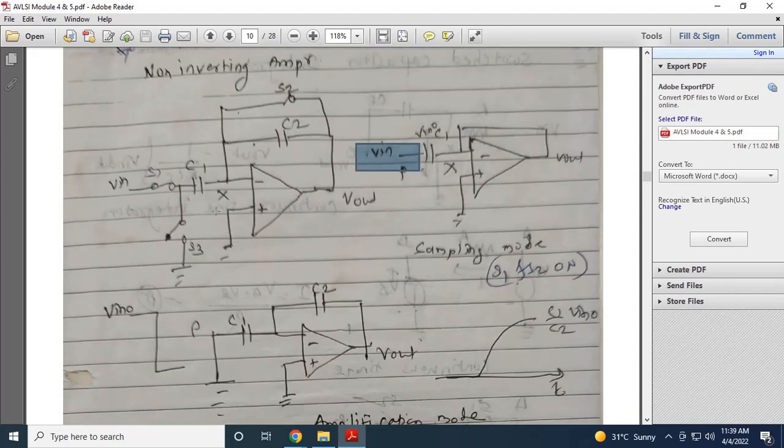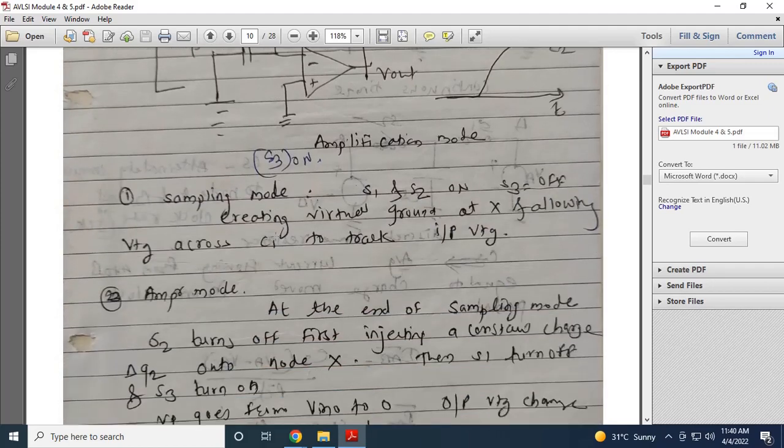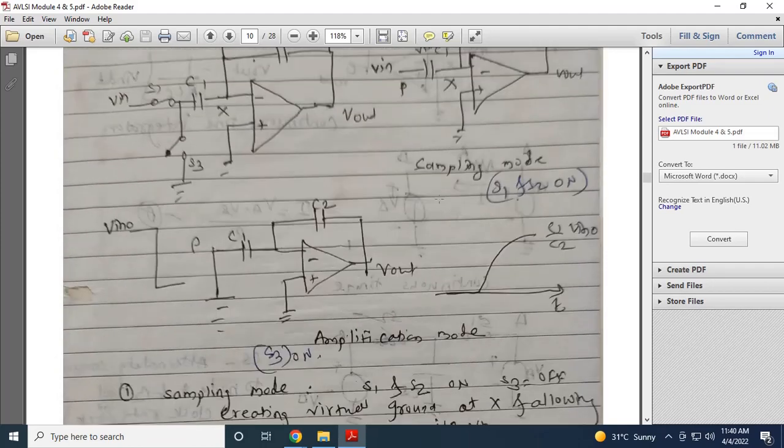In amplification mode, S1 and S2 are turned off and S3 is turned on. See, this is the diagram in amplification mode. So this op-amp acts as a non-inverting amplifier whenever switch S3 is turned on and S1 and S2 are turned off. See the output, this is the output for amplification mode. C1 by C2 is the voltage gain. This is the input applied to the non-inverting amplifier.